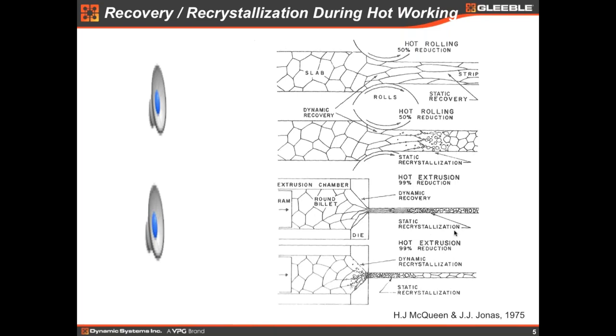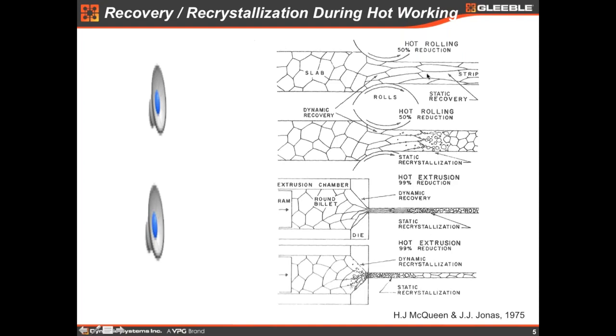So the first two cases, we have the hot rolling, and the upper case is the high stacking fault energy metal. High stacking fault energy means that recovery happens very fast. So once you have the deformation, this is the deformation zone, we have a lot of dynamic recovery. Dynamic means that it occurs inside the deformation zone. And since recovery is so fast, we do not have enough driving force for recrystallization. So we continue with static recovery.